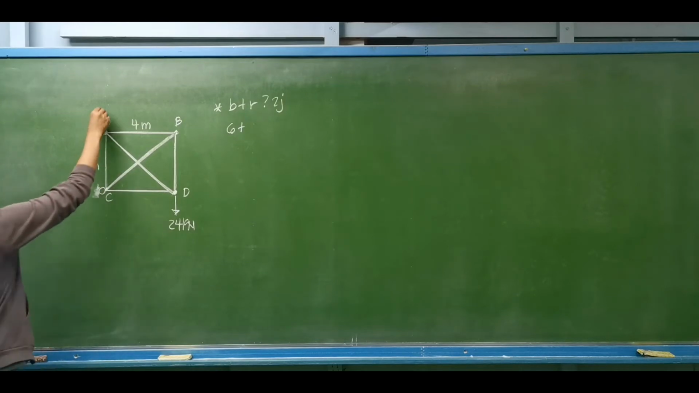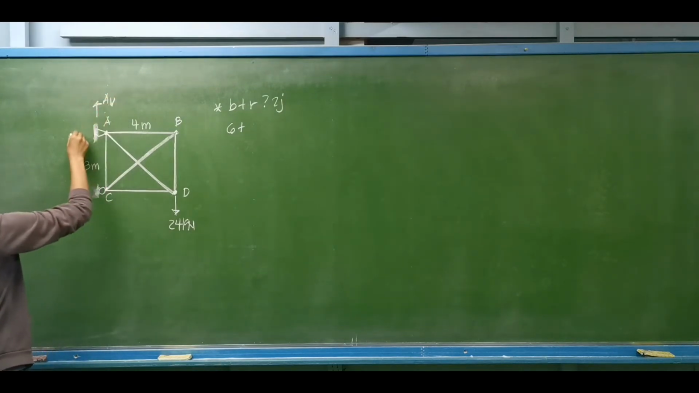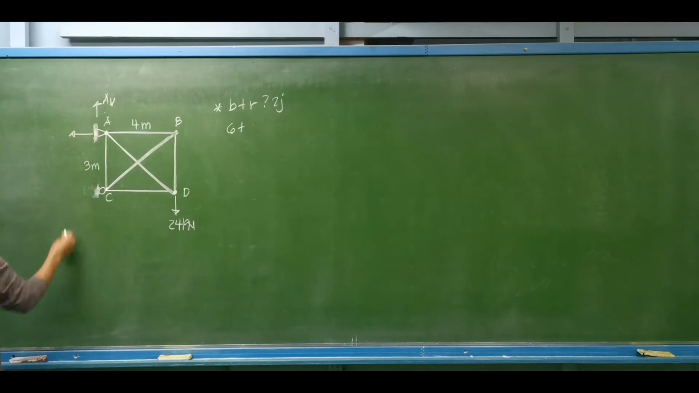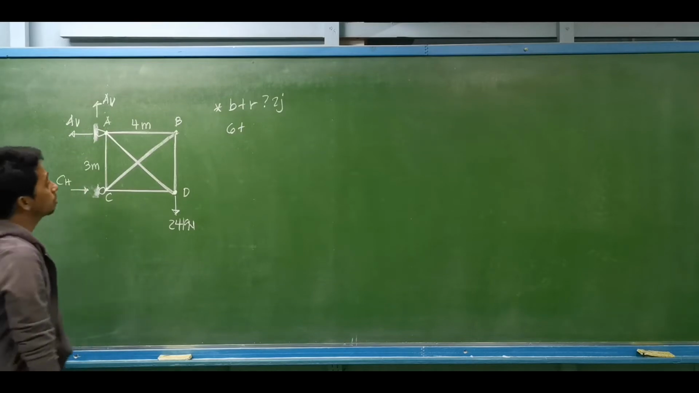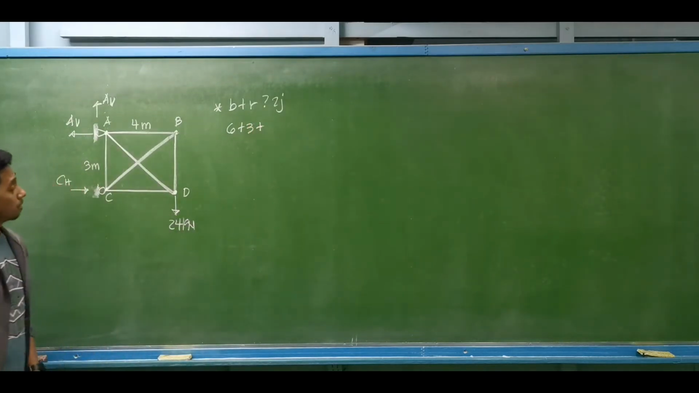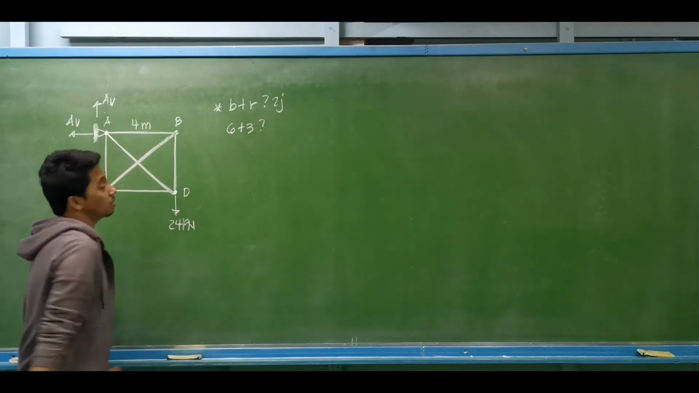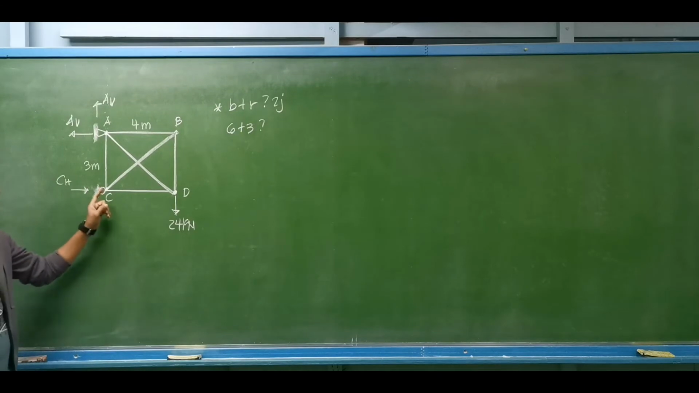Let's assume that its vertical reaction is upward, A vertical. Assuming that its horizontal reaction is to the left, A horizontal. And since we have C as a roller support, we have only one reaction, that is C horizontal. So how many reactions? We have 3 reactions. Is it equal to, less than, or greater than twice the number of joints?